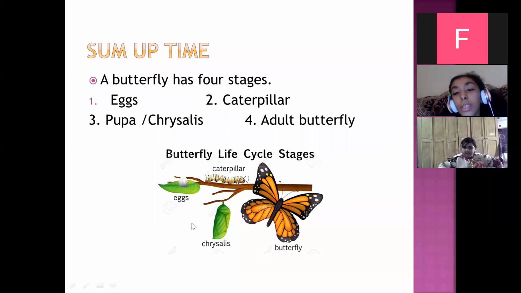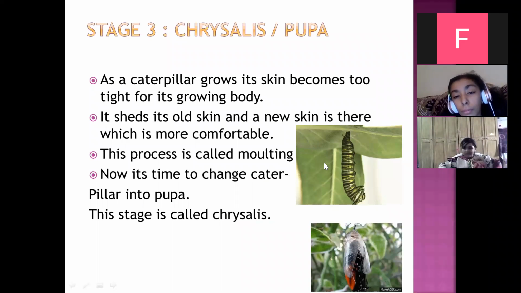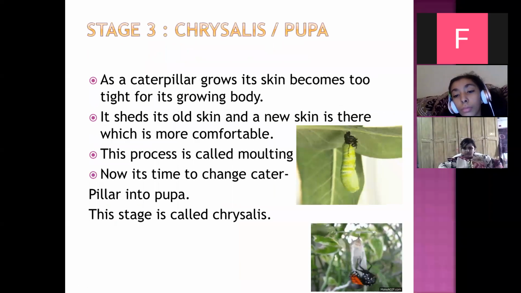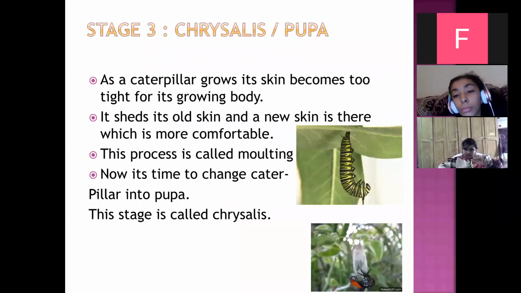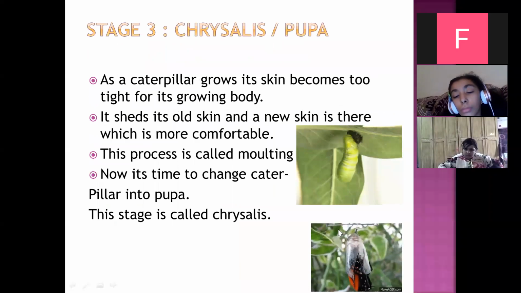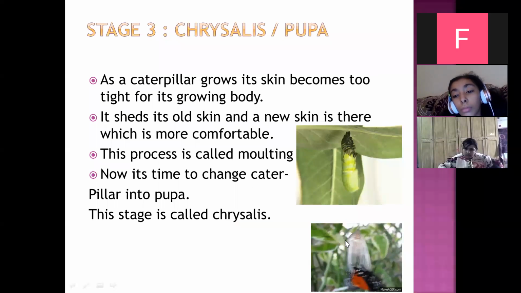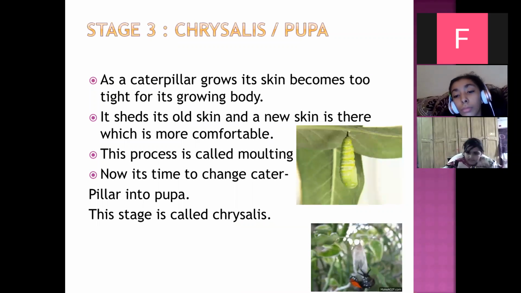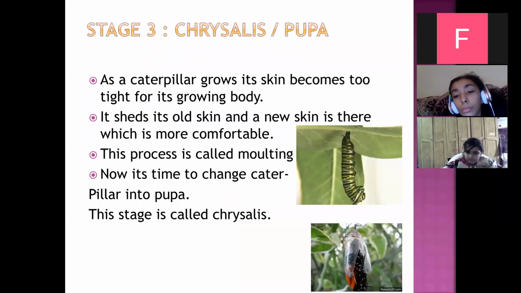Then is the stage number 3, this pupa or chrysalis stage, in which you can see again that the caterpillar sheds off its old skin, develops a new one, and this stage is called molting. After that, the butterfly goes into the stage of chrysalis. It develops a cocoon, and at the end you can see that a butterfly is ready to come out of it.